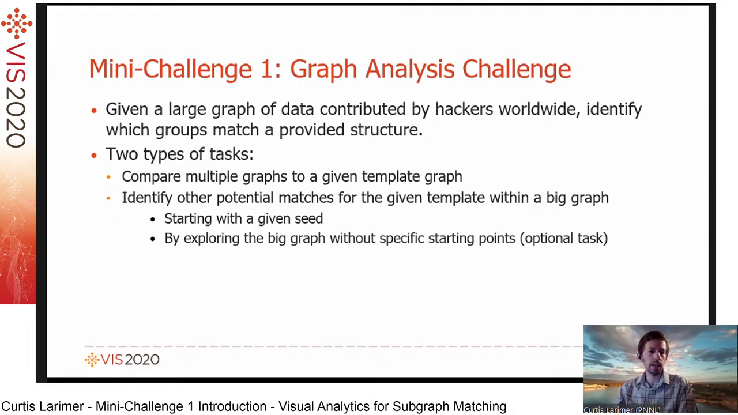And this challenge basically broke down into two types of tasks. So the first was to compare two smaller graphs to see if they were similar to one another. And the second task was to identify a potential match to a small graph if they were given that template, but only given either a starting seed within the big graph, so a single transaction, two nodes and one edge, or by exploring the big graph without any specific starting point.